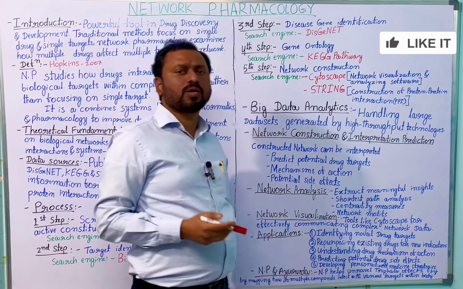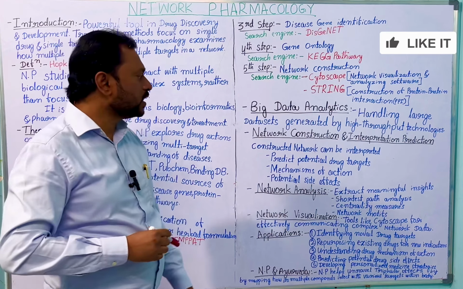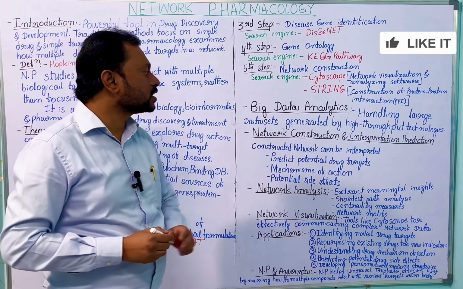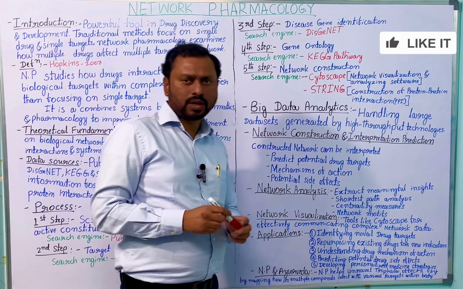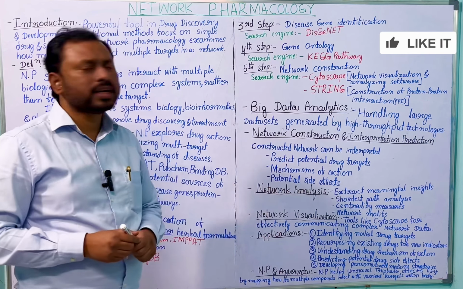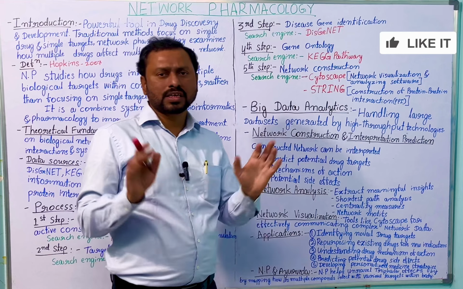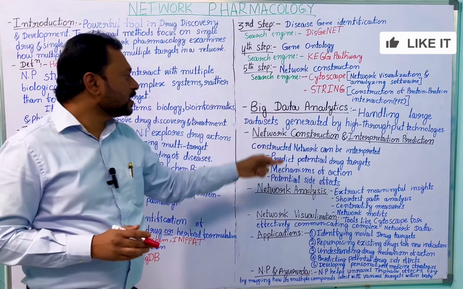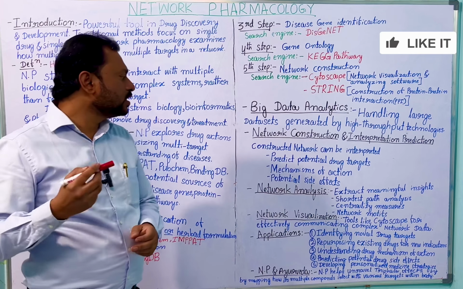The analyzing purpose, or understanding purpose, this we are using. Okay, the next one is network construction and interpretation predictions. Here the constructed network can be interpreted. Whatever network we have constructed in Cytoscape or STRING, that is helpful for interpreting and understanding that network.